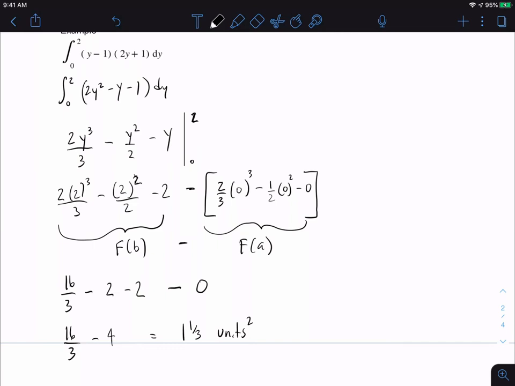I have a question. Sure. Would we type in to check on the calculator, or would we do both? Would we type in the 2y squared minus y minus 1? So instead of plugging in y, you're going to put an x. Oh, okay. So, yeah, because this is in terms of x.